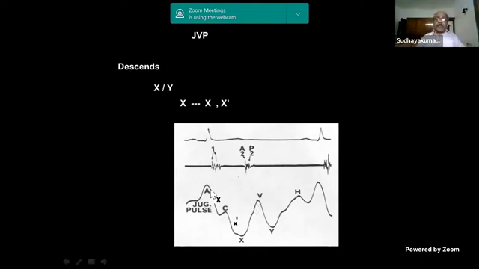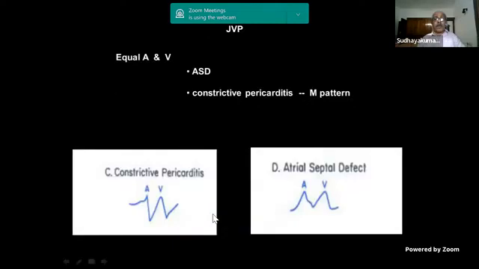Now, A is more prominent than V, and X is sharper than Y. That is important. Whereas in constrictive pericarditis, I don't have that. In constrictive pericarditis, you have A and V equal. In a large ASD also, it is a common chamber, so A and V become equal. What is the difference between these two? A and V will be equal in both. In constrictive pericarditis, JVP is grossly elevated. In ASD, usually it is not elevated.